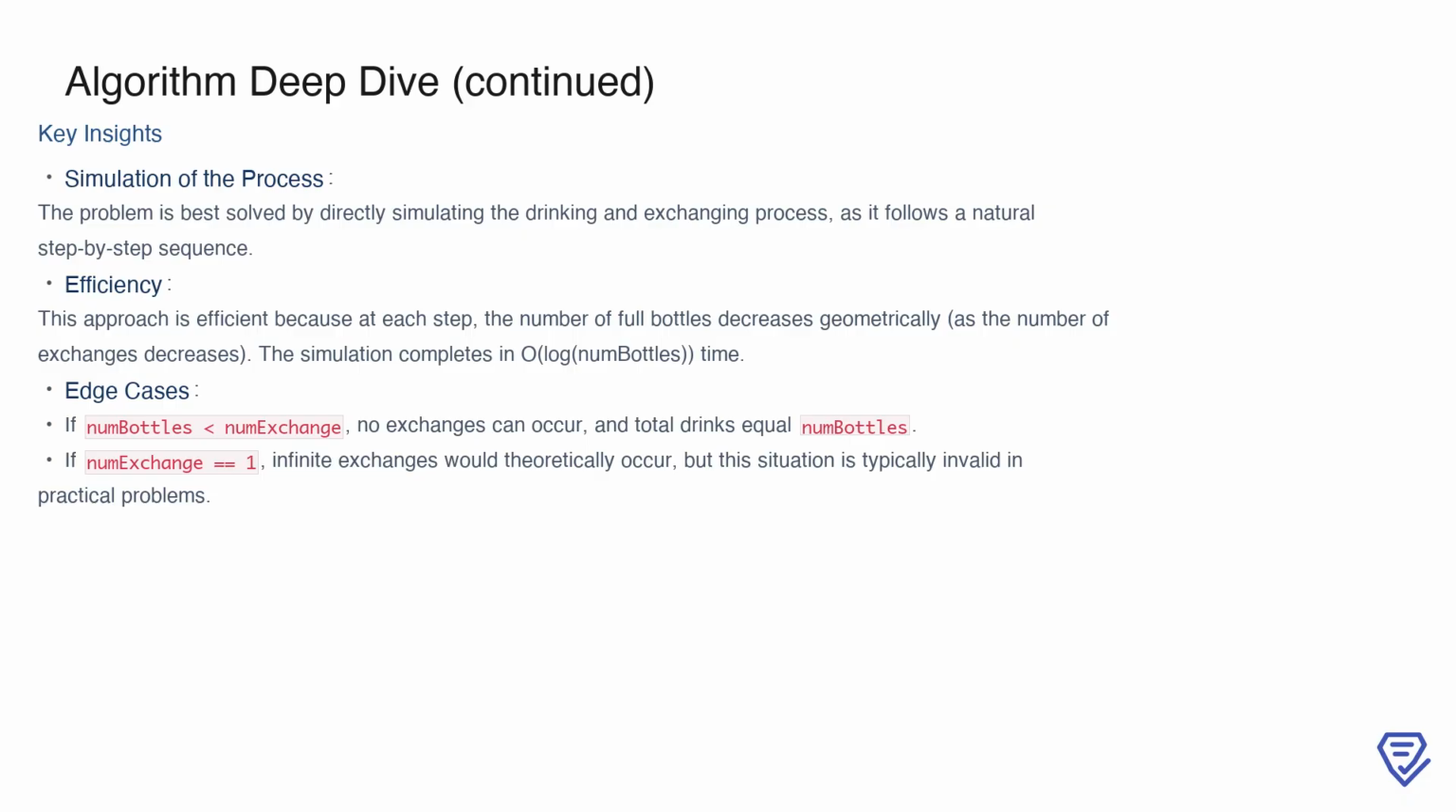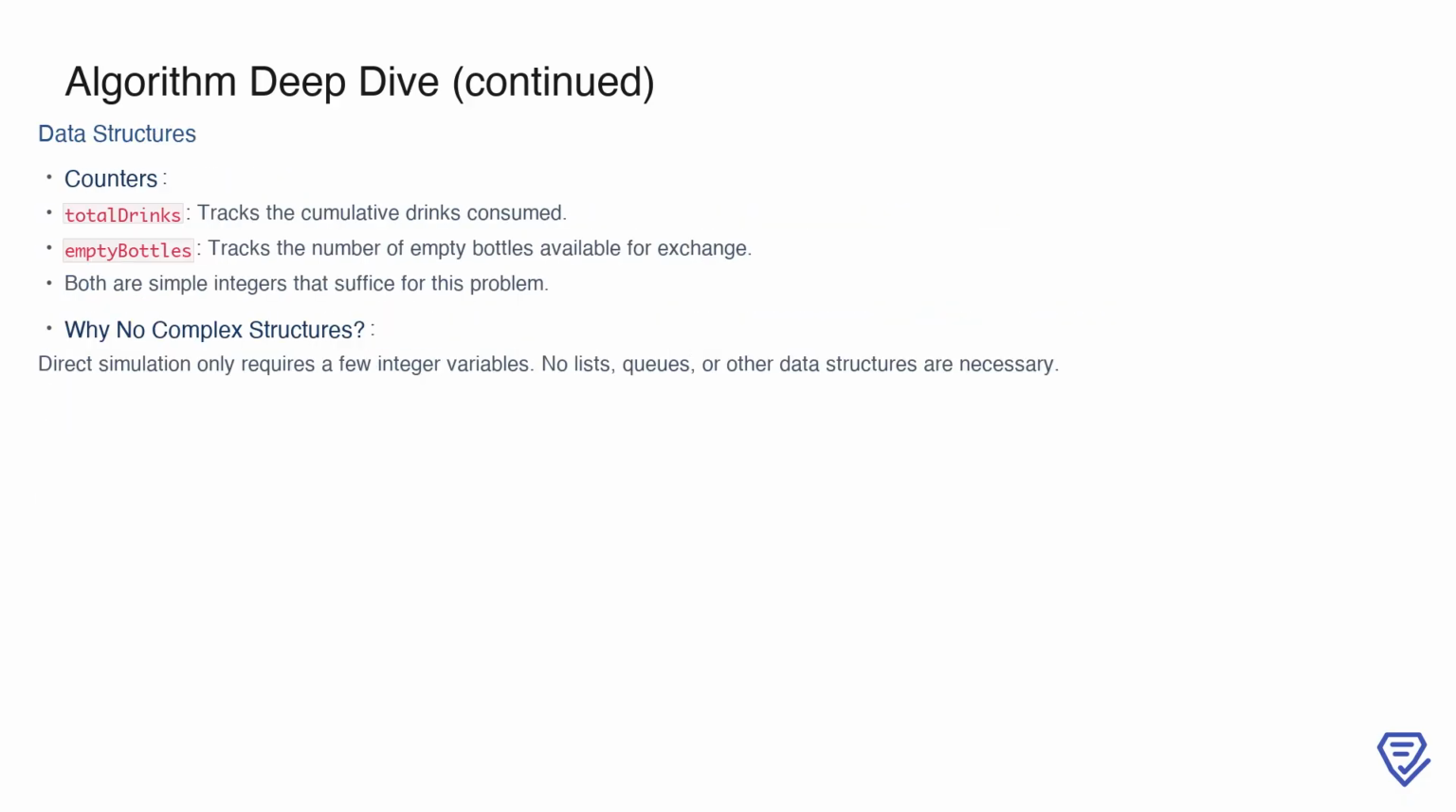These insights help us understand the algorithm's behavior under different conditions. The algorithm uses only a few simple data structures to achieve its goal. Specifically, it relies on counters to track critical values. The total drinks counter keeps a cumulative record of all the drinks consumed throughout the process. Meanwhile, the empty bottles counter tracks the number of empty bottles available at any given time for potential exchanges. Both of these are simple integer variables, which are sufficient for solving this problem. Importantly, no complex data structures like lists, queues, or hash tables are needed.